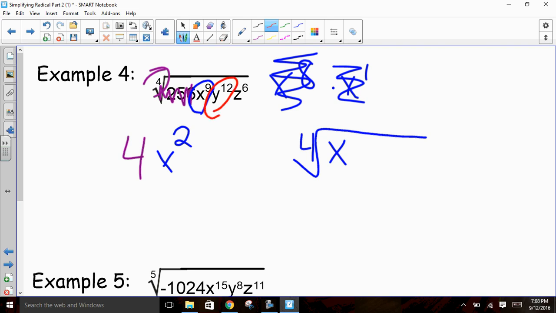Let's take a look at my y's. Y to the 12th. Is 12 divisible by 4? Yep. That gives me 3. So I have a y to the 3rd here.